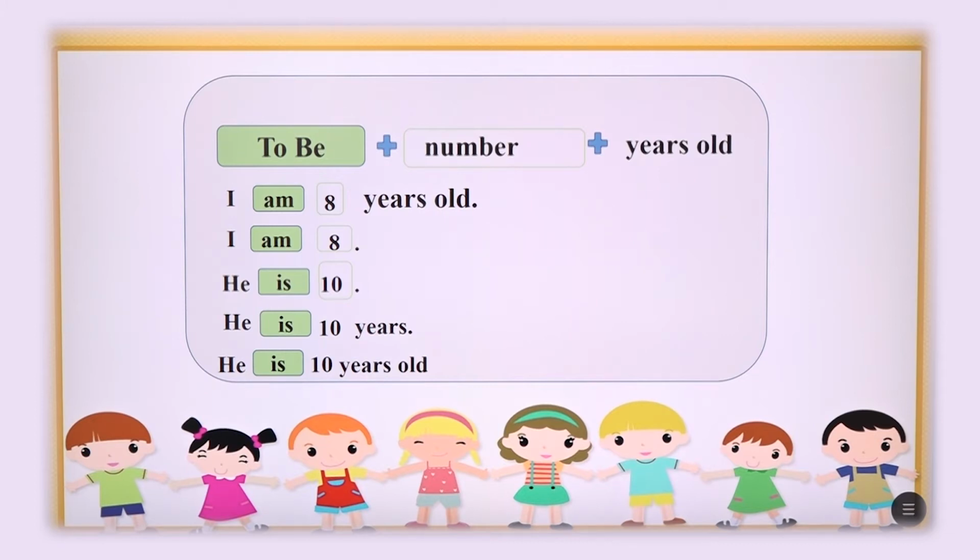As I mentioned before, the years old part is optional. For example, you can say, I am 8 years old, or I am 8.